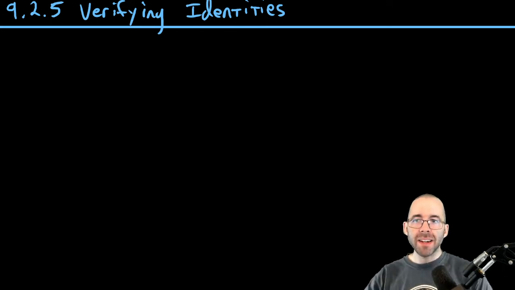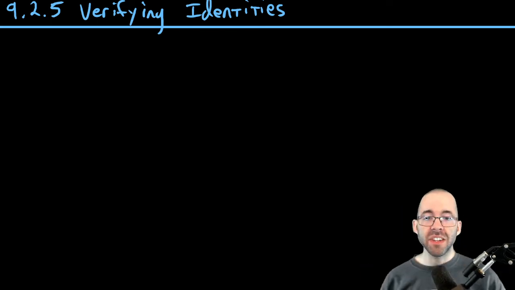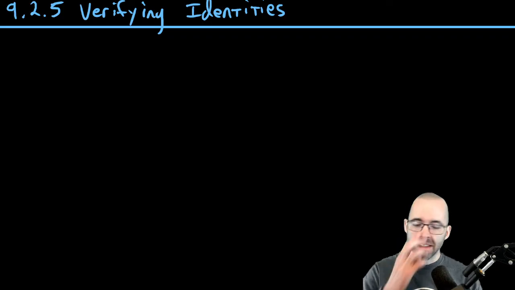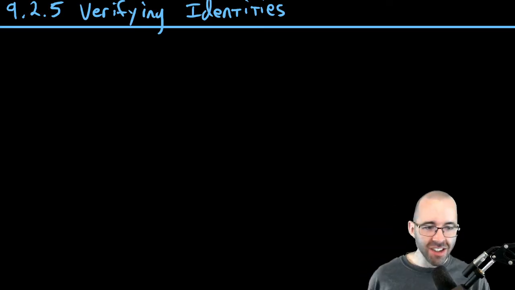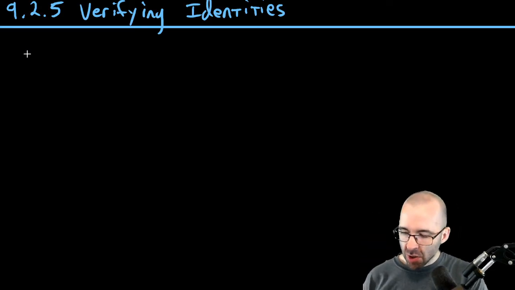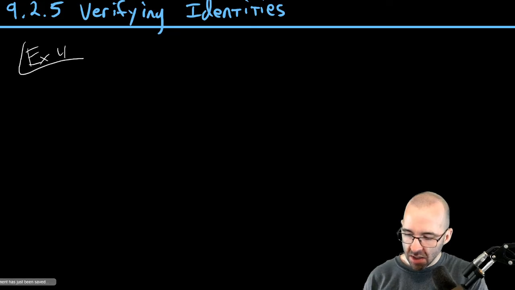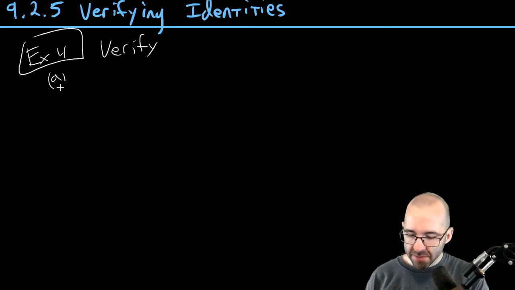Let's get some practice combining 9.1, the previous section, with some of these identities. So nothing new. We're just going to review the basics and we have a couple new tools available to us. So this would be example 4. Let's just verify the following identities. We'll start with letter A.